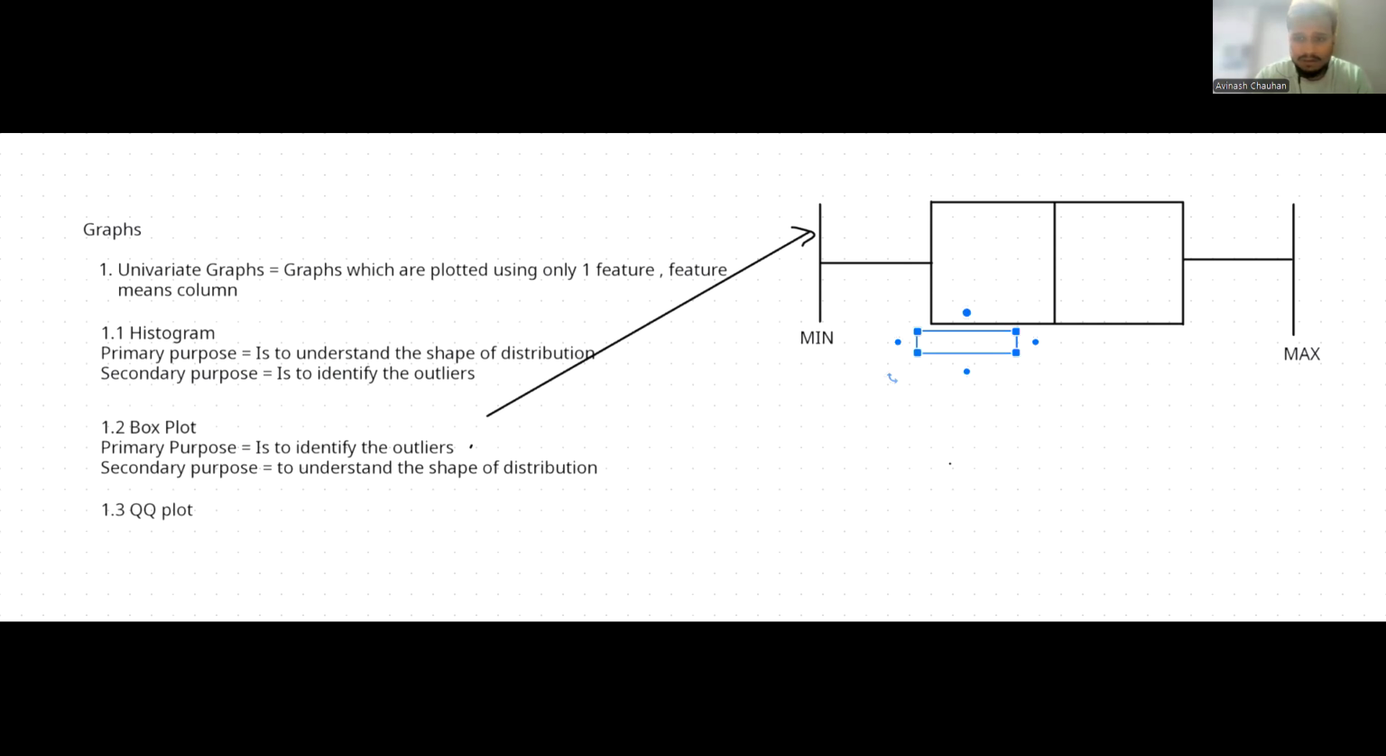And what is this very first value called? This is Q1. This is Q2. And what's this? This is Q3. So this is Q1, this is Q2, this is Q3.